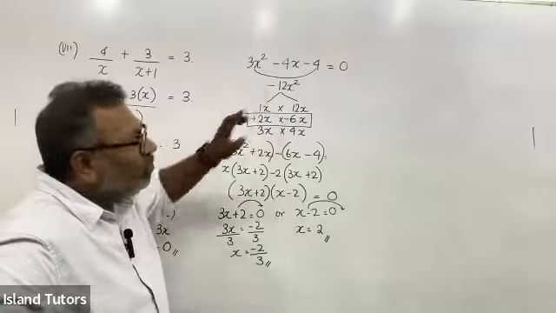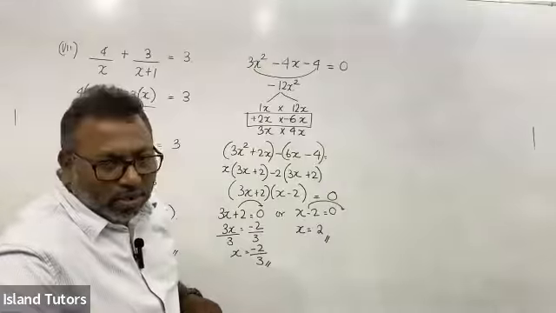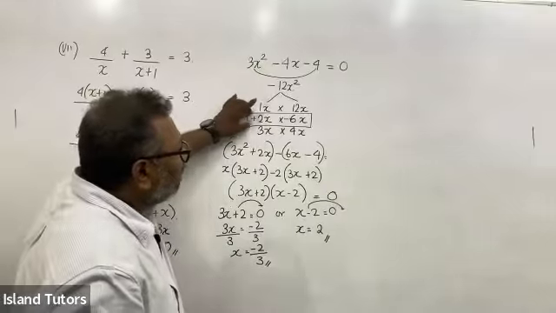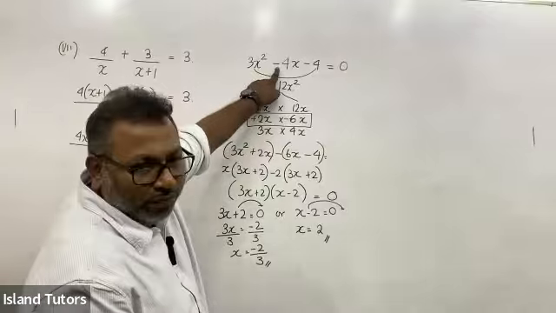So what happened here is you have plus 2x. Now what we need to do is we have to find your middle term. What is the middle term here? Minus 4x. So when you add the pairs of factors, you should be able to get minus 4.